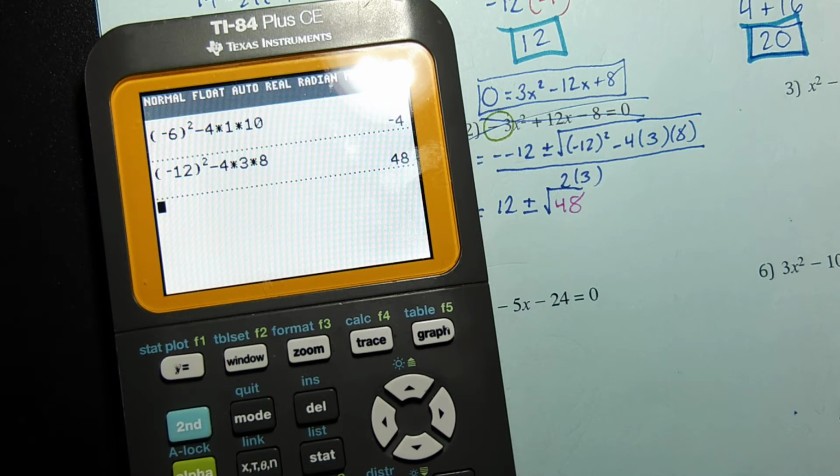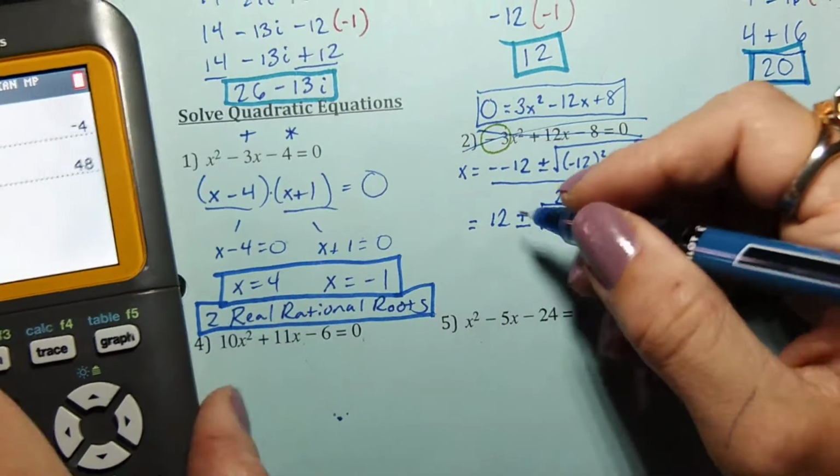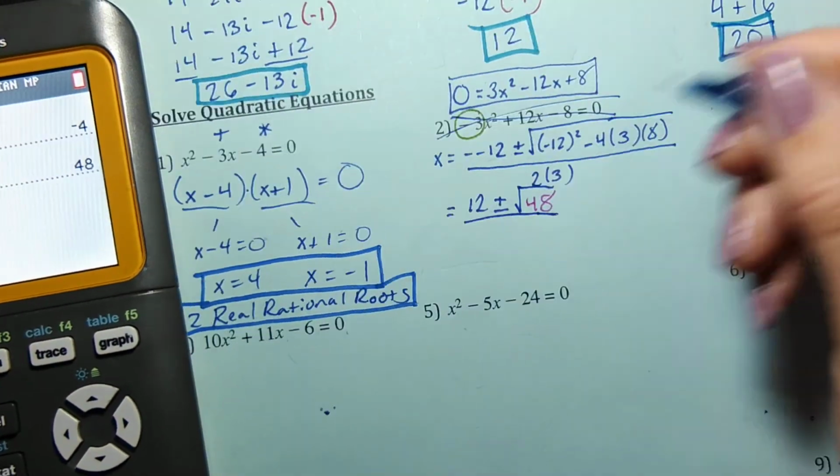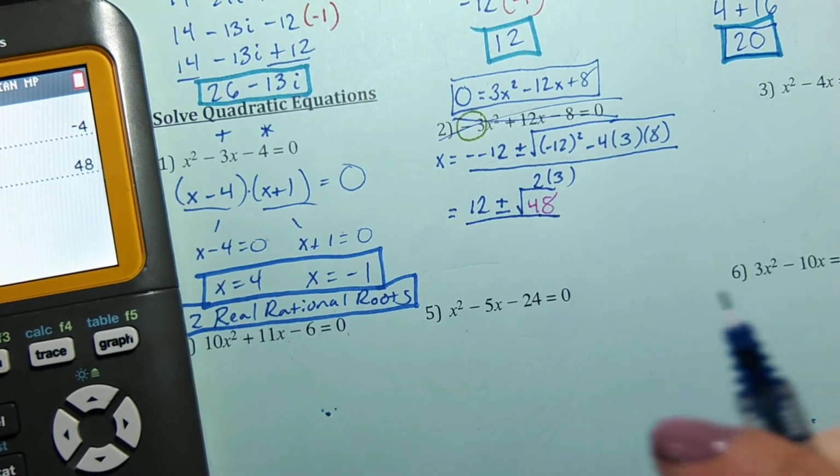Now you still got to simplify that square root. So you still have to simplify the square root. But we know that we're going to have two irrational roots.